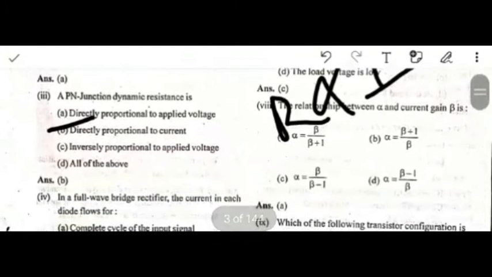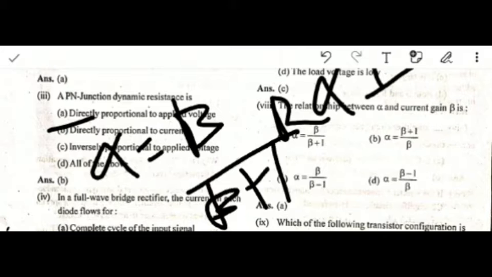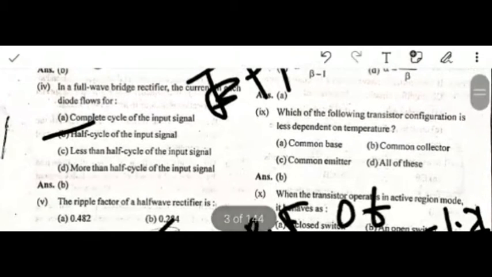Now in the eighth question, the relationship between alpha and current gain beta: alpha equals beta by beta plus 1 will be the correct answer. This is the relationship between alpha and beta. Option A will be the correct answer. Now in the ninth question, which of the following transistor configurations is least dependent on temperature? You should know that common collector is the configuration which is least dependent on temperature, but its opposite, common base, is very dependent on temperature.